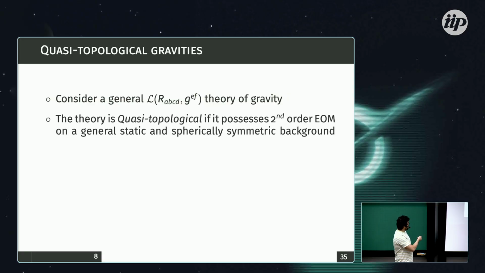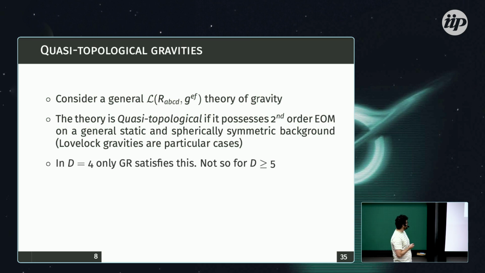And this is the way they are defined. So as you know, Lovelock's theorem tells you that the most general theories that have second order equations, which are covariantly conserved, are Lovelock gravities. No? So I'm going to consider a broader class of theories, okay, that in general have fourth order equations, but they happen to have second order equations in the case of static and spherically symmetric backgrounds. Okay, this is what a quasi-topological theory is. So in particular, Lovelock are particular cases of these kind of models.